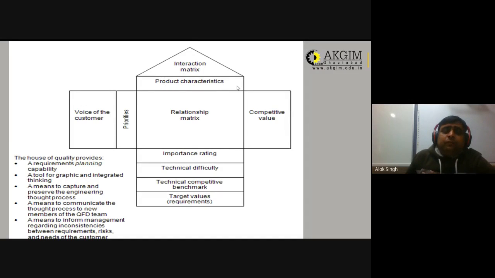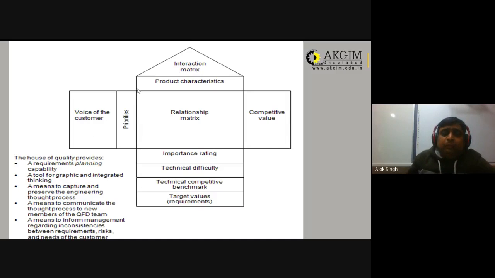And after that, what would be the interaction? It means the relationship between these product characteristics will be mapped in this interaction matrix. After mapping the correlation between these product characteristics, you will draft the relationship between your product characteristics and the voice of the customer, meaning up to what extent you will satisfy the needs of your customer.